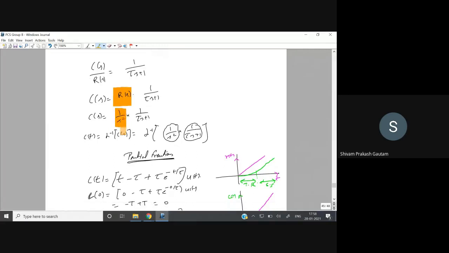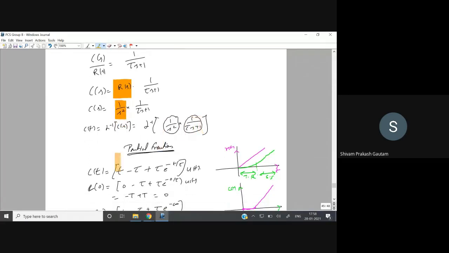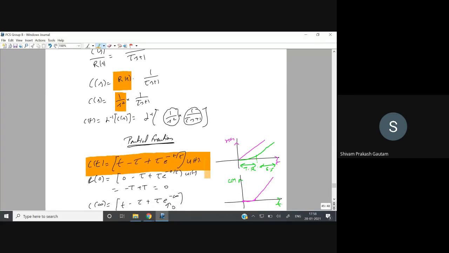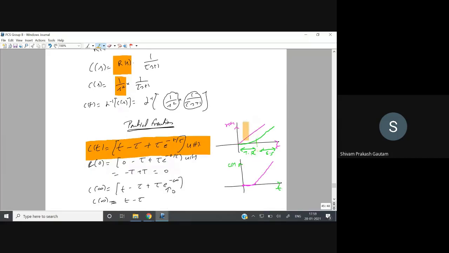I have told you that you have to do the partial fraction and check whether we are getting this c(t) or not. And this is the c(t) that we will get. We have also plotted r(t) and c(t). You can see r(t) is this graph, the pink line, and c(t) is this graph, the green line. We have also plotted the transient response and steady state. We have bifurcated our response into two parts, the transient state response and the steady state response.